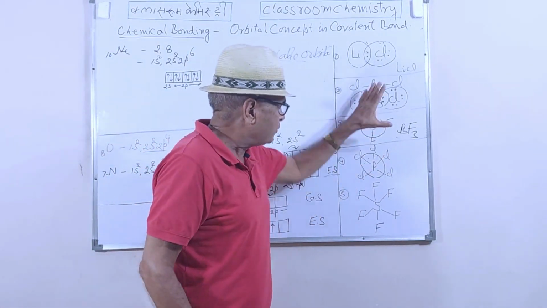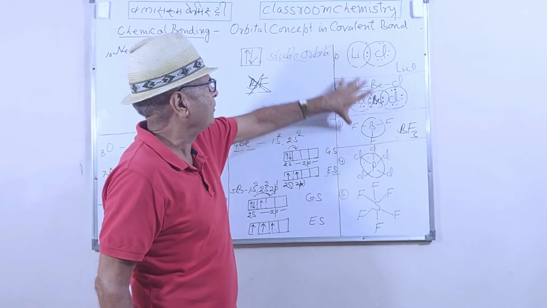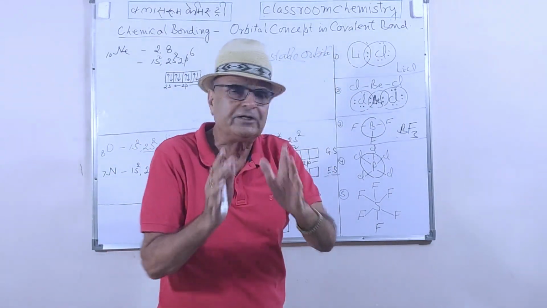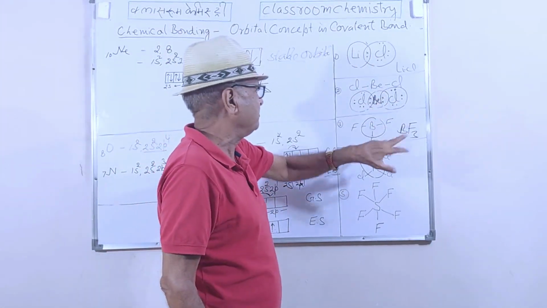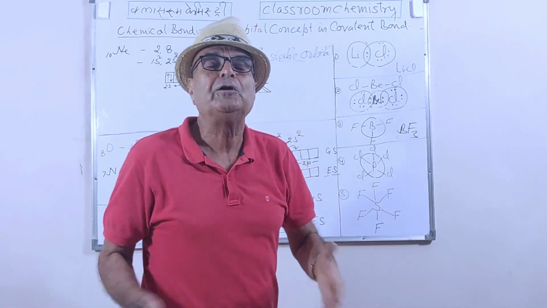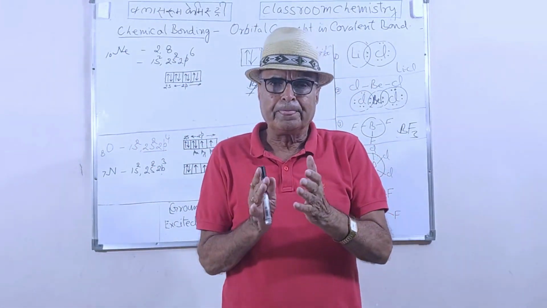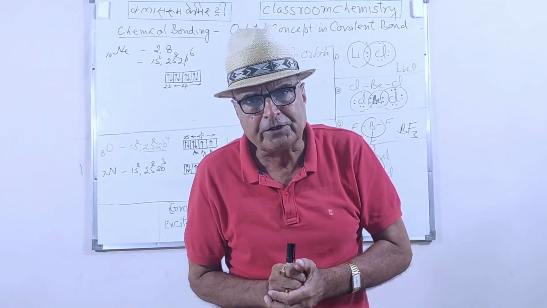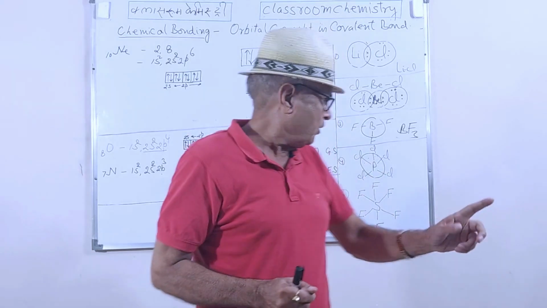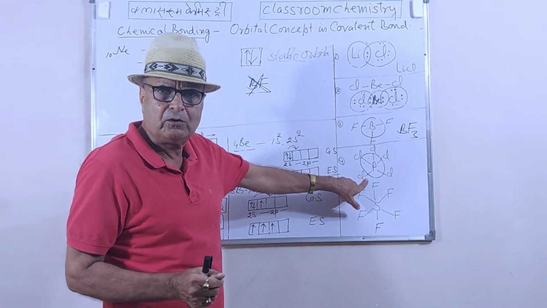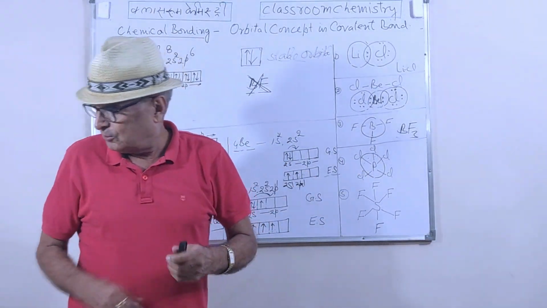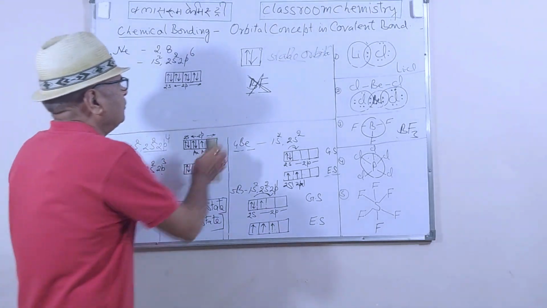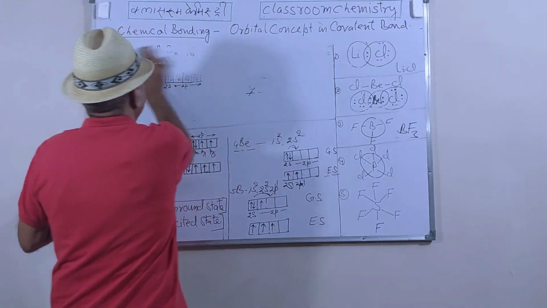So in this way, you can explain the formation or the stability of lithium chloride, beryllium chloride, BF3, or any other compound which has an incomplete octet. Lastly, I am going to explain PCl5. So how will you find PCl5?